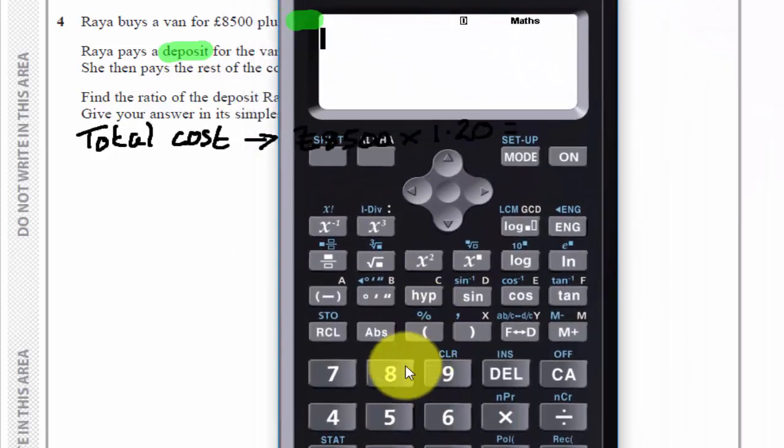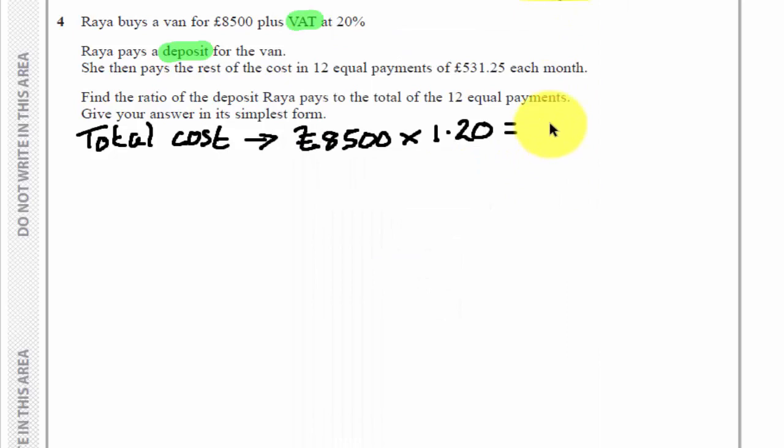So we've got 8,500 times 1.2, 10,200. So this van in total is going to cost Raya £10,200. That process picks you up the first mark.